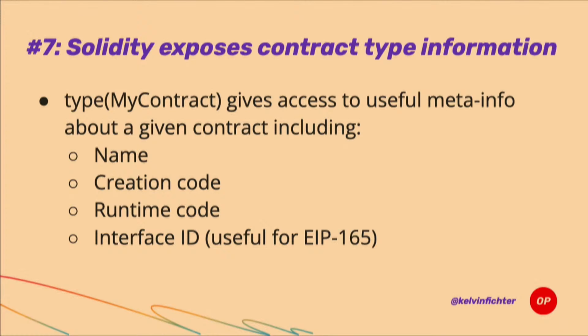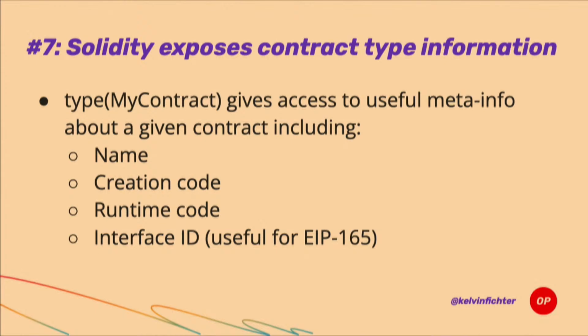Okay, Solidity tricks. These are kind of mixed EVM and Solidity tricks. I feel like I'm going a bit fast here, so I got to slow it down a little bit. Solidity exposes contract type information. If you aren't aware of this, you can use type and then my contract, and it gives you meta information. So it gives you stuff like the name of the contract, the creation code, the runtime code, and the interface ID. All of these things are pretty useful.